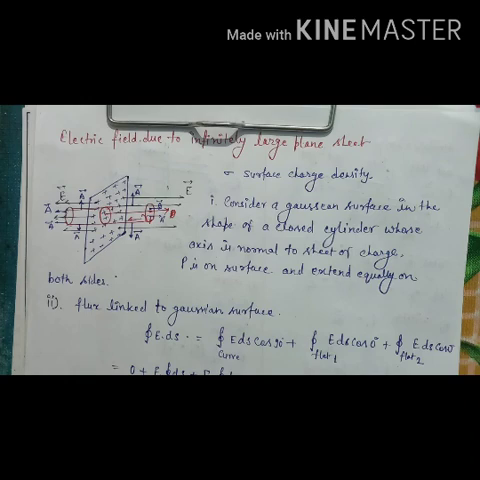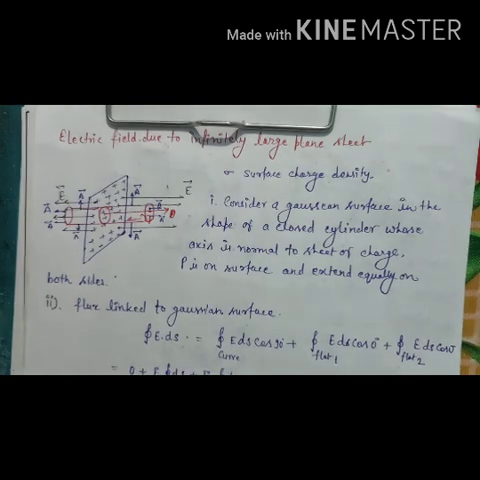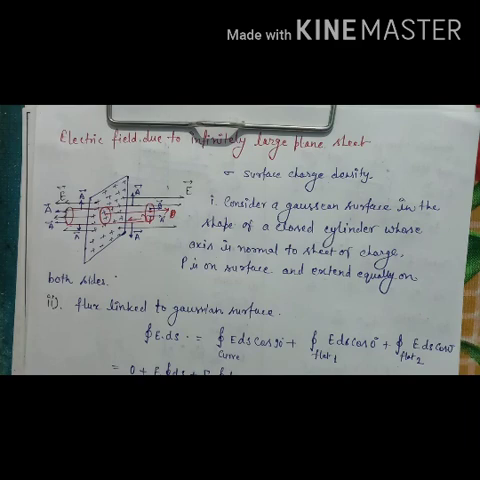Today we discuss another application of Gauss theorem. In the previous video, we talked about how we can apply Gauss theorem. We use 4 steps, and the first step is to consider a Gaussian surface. That Gaussian surface should be such that the electric field and the angle between the electric field and the area vector are symmetrical.